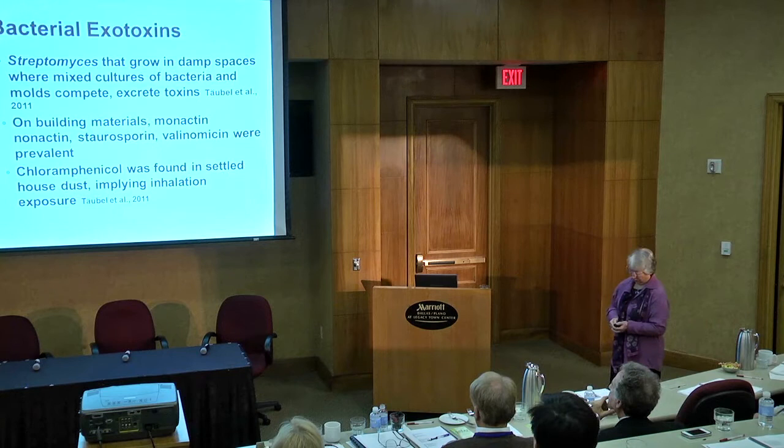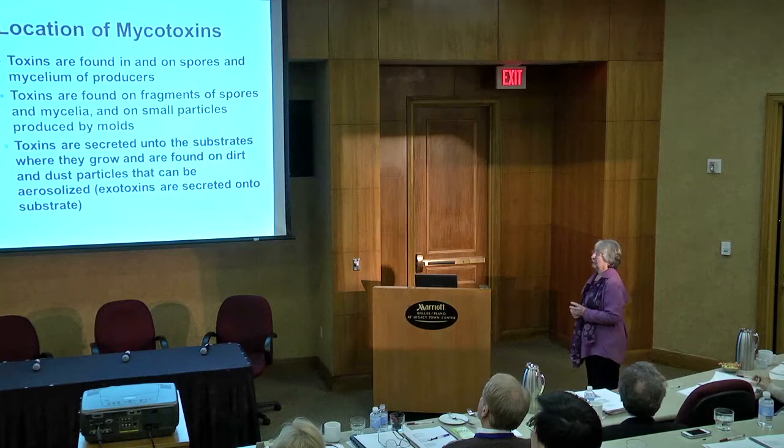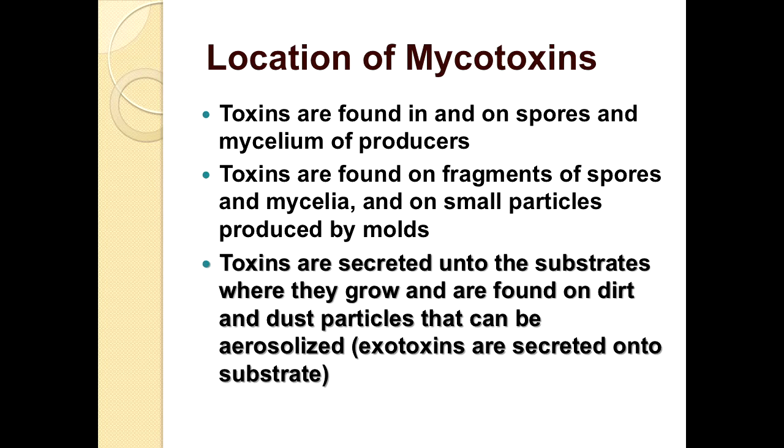So I've already mentioned this, but let me reiterate. What is the location of mycotoxins? They're found in and on spores and the mycelium of producers. The mycelium is a cotton-like thing that you find in your refrigerator foods when you've left them too long. They're found on fragments of those spores in mycelia and on small particles produced by the molds.